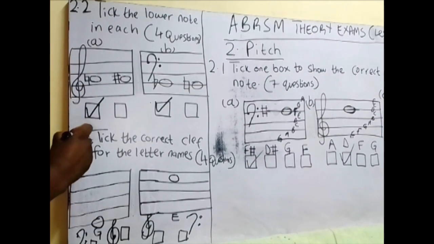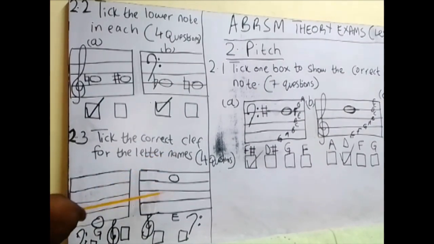Question number 2.3. You are told, tick the correct clef for the letter names. This question is the same as this one, but here the clef was provided. Here the clef is not provided. They expect you to tick the clef. You must know the letter names of each clef. For example, they have given you this note as G. You can see that this is a G. So you are going to tick that for the bass clef.